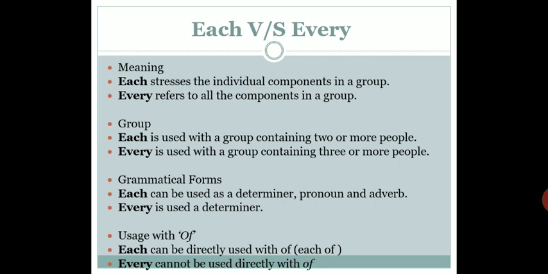What are the grammatical forms of both the words? We can use each as a determiner, pronoun or adverb, but every is used only as a determiner. Uses with of: each can be directly used with of, like we have already seen the examples of each of. But every cannot be used directly with of. These are the basic differences between both the words.